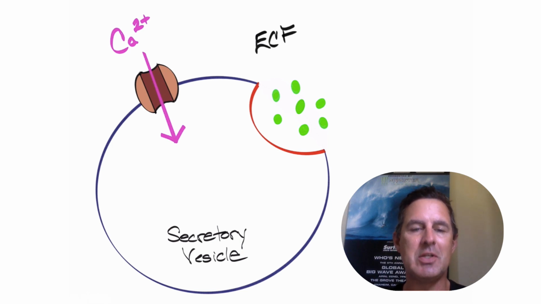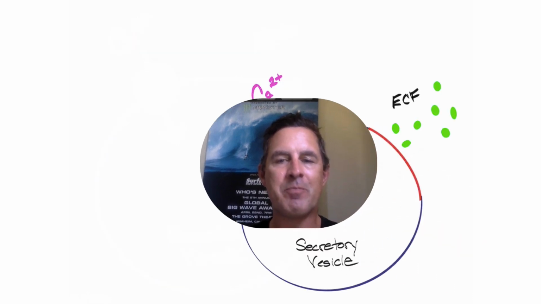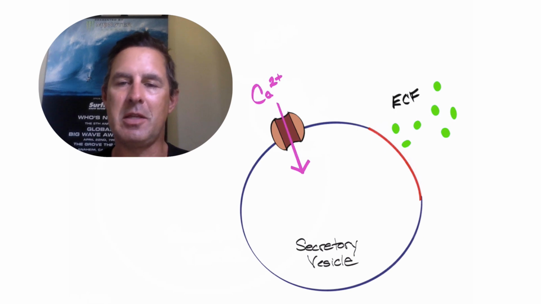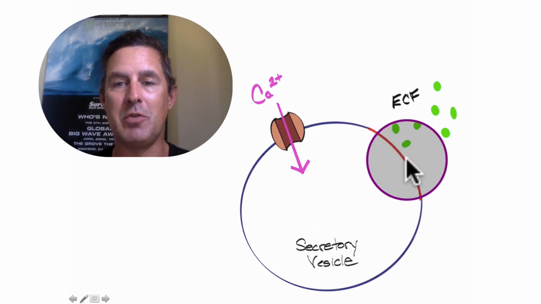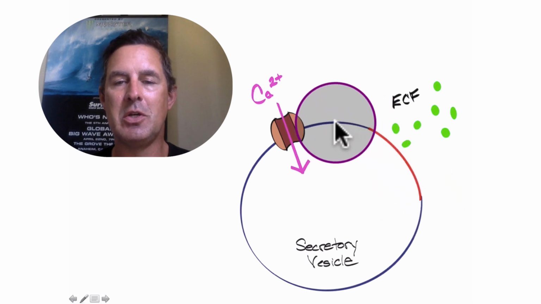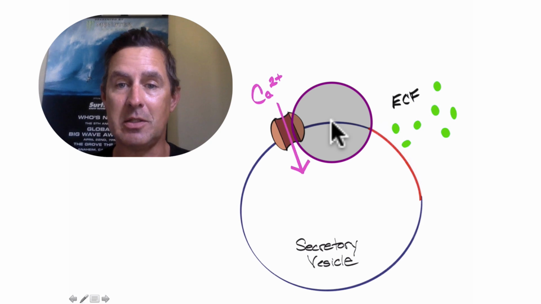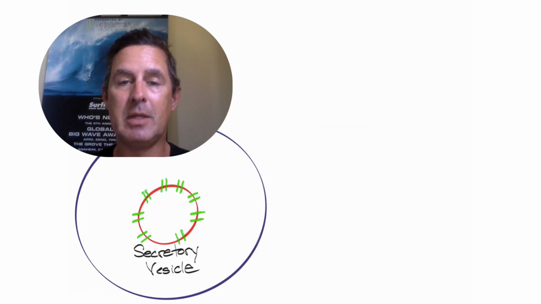It is the release of intracellular contents confined within secretory vesicles, which then get released out of the cell via the process of exocytosis. And there we see the complete fusion of the membrane of the secretory vesicle with the plasma membrane of the actual cell.